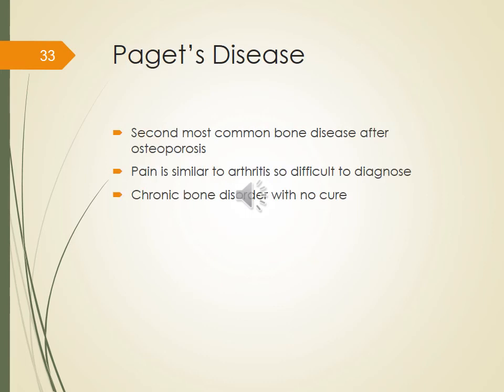Paget's disease is the second most common bone disease after osteoporosis. The pain is similar to arthritis, so it's really difficult to diagnose. This is a chronic bone disorder that has no cure.